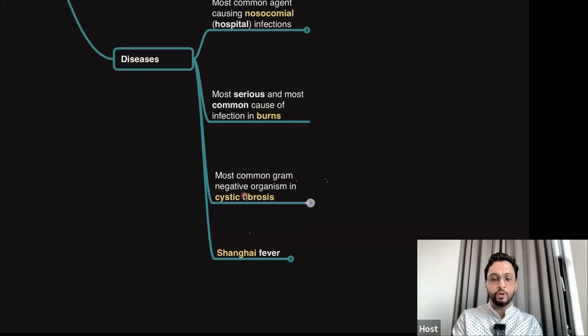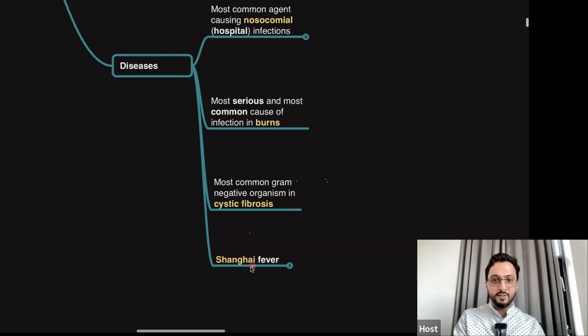So most common gram-negative organism producing cystic fibrosis. Cystic fibrosis is a disease of the lungs. We studied in the beginning that this organism aeruginosa likes air, likes oxygen, so goes to the lungs. So any big problem of the lungs, this can infect. You'll learn this in general medicine. Basically, cystic fibrosis means cysts in the lungs which get fibrosed. Fibrosis means fibers get deposited and it becomes hard. Just remember it like this for the time being. Another disease it can cause is Shanghai fever. So these are the diseases it causes.